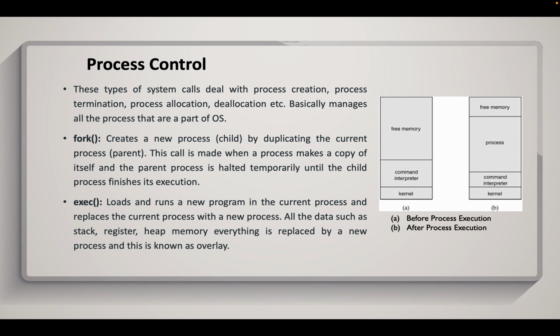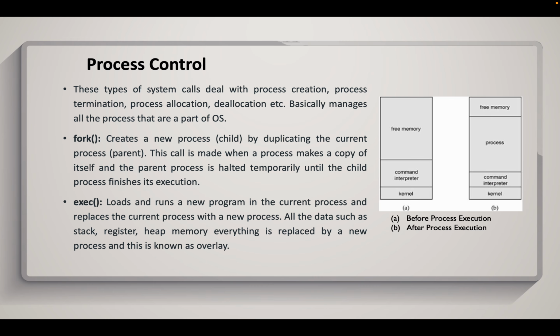The first one is process control system calls. These are system calls used to control processes. They deal with process creation, process termination, process allocation, process deallocation, and so on. For example, fork is a system call. The fork creates a new process, called a child, by duplicating the current process. This system call is made when a process makes a copy of itself, and the parent process is halted temporarily until the child process finishes its execution, most of the time, not always.